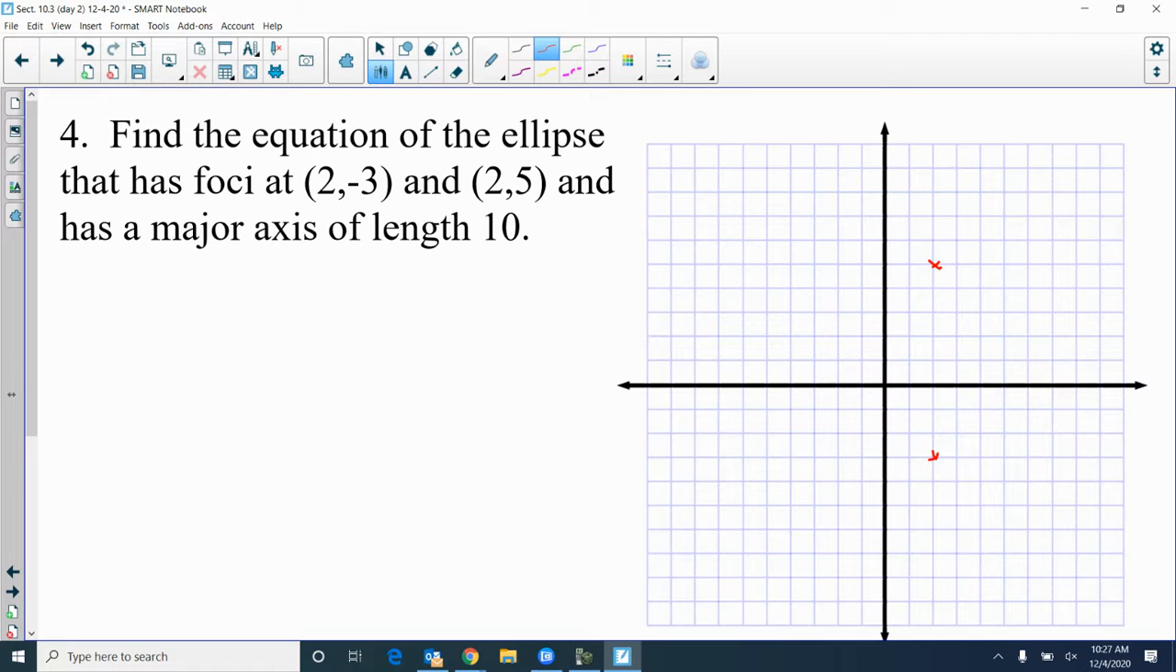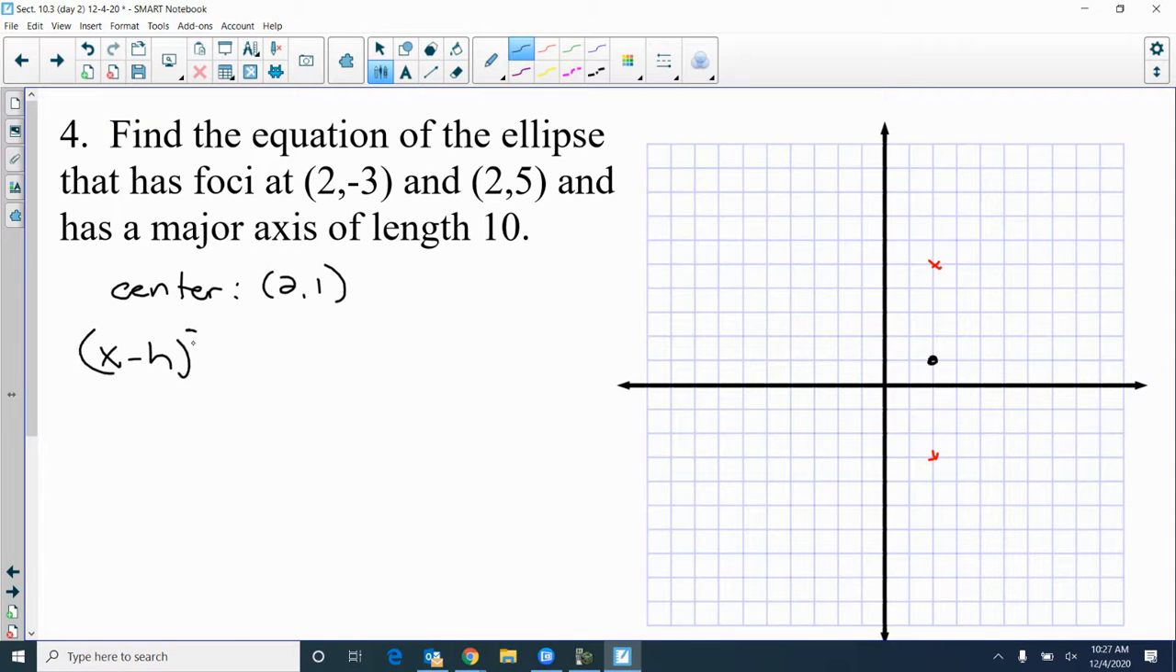All right, what can we tell from this information? What can we figure out? Josh? The center. Center, good. Where's the center going to be? (2, 1). It's got to be halfway between the two foci. So we can figure out the center. In this case, the center is (2, 1).